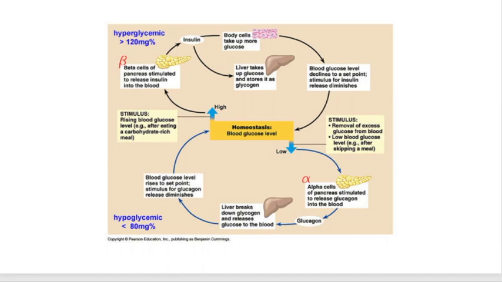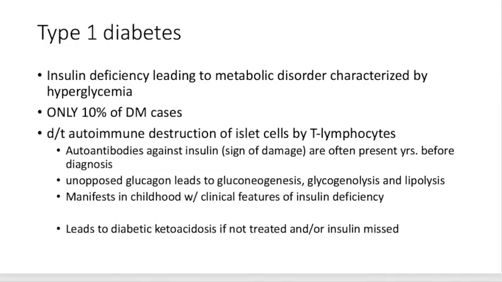Type 1 diabetes is an insulin deficiency that leads to a metabolic disorder characterized by hyperglycemia. This is the more rare type of diabetes, only accounts for 10 to 15% of diabetes. What happens here is we have autoimmune destruction of the islet cells caused by T lymphocytes. We actually order antibodies to test for type 1, have about a 95-96% specificity.